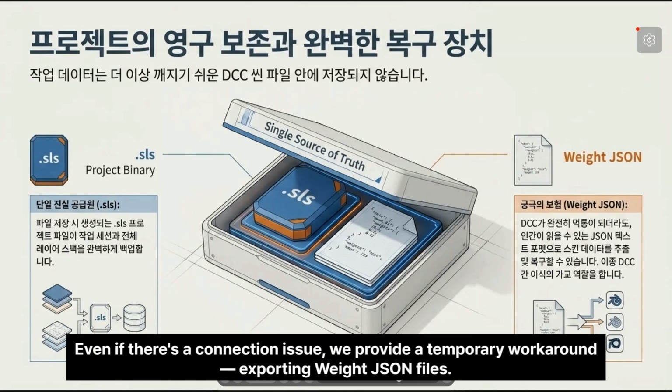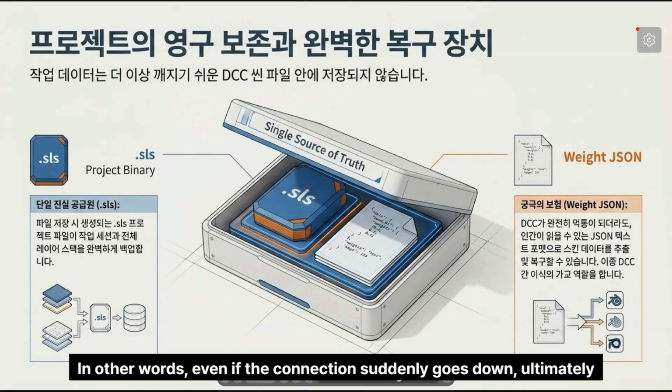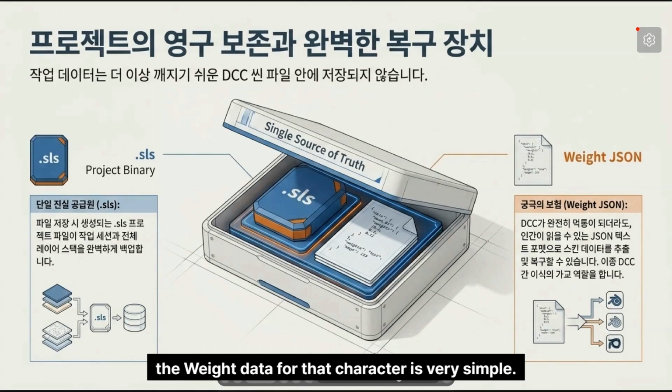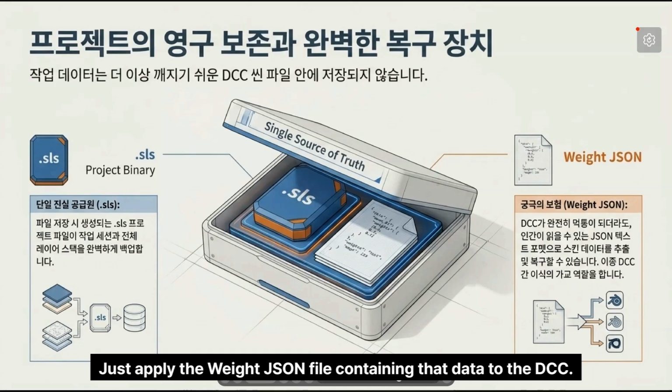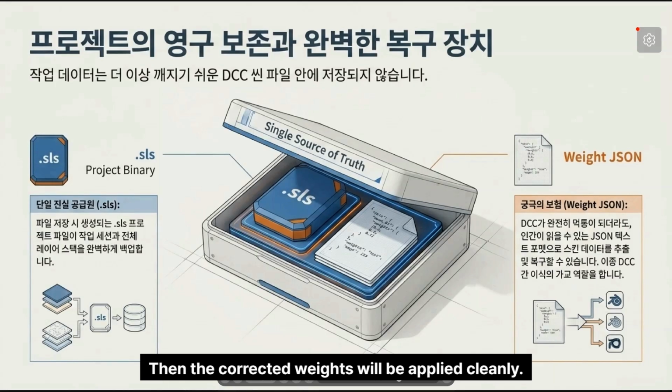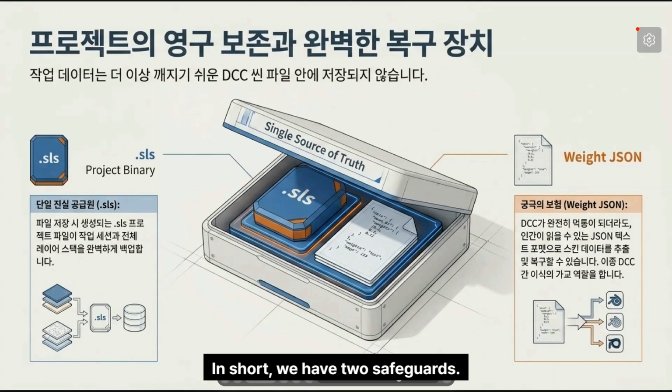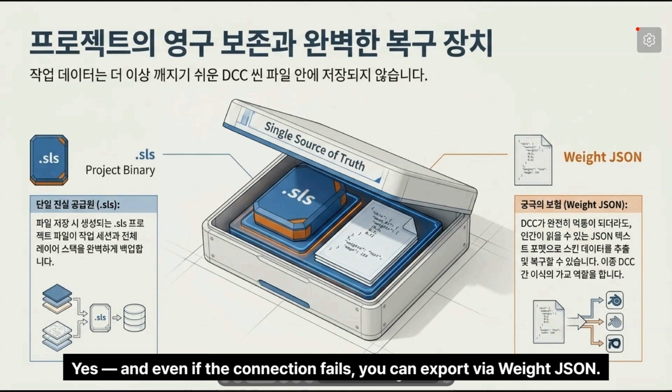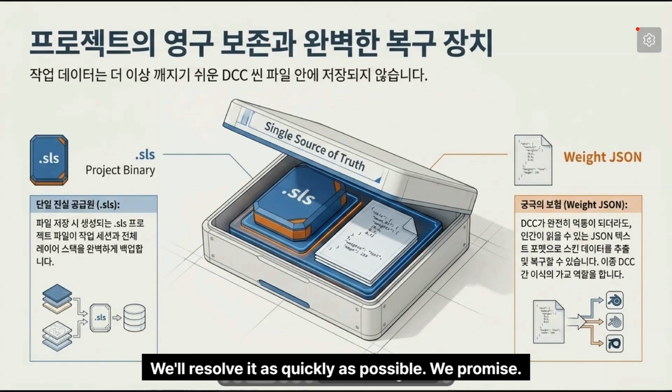Even if there's a connection issue, we provide a temporary workaround: exporting weight JSON files. In other words, even if the connection suddenly goes down, ultimately, the weight data for that character is very simple. Just apply the weight JSON file containing that data to the DCC. Then the corrected weights will be applied cleanly. In short, we have two safeguards. Even if the connection fails, you can export via weight JSON, and we'll resolve it as quickly as possible.